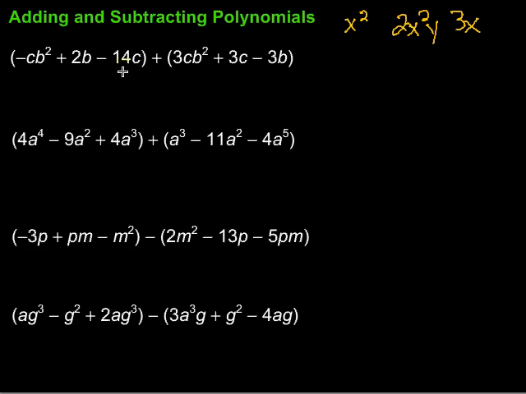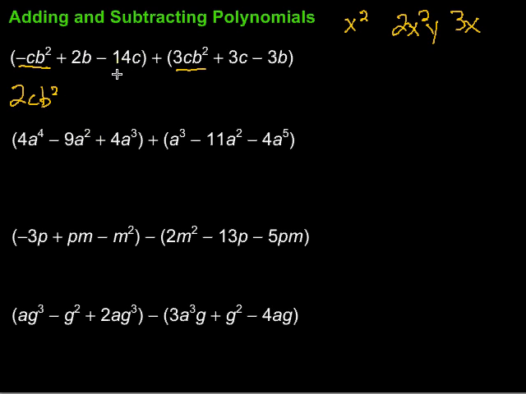So when we're adding two polynomials together, like in this first example, we can really just forget the parentheses and just look for those like terms, things that we can combine. So I'm going to go through and underline the things that I can put together. I notice here I have a cb squared, and I also have a cb squared over here. So I can combine those things. I have minus cb squared and 3cb squared. That would be 2cb squared.